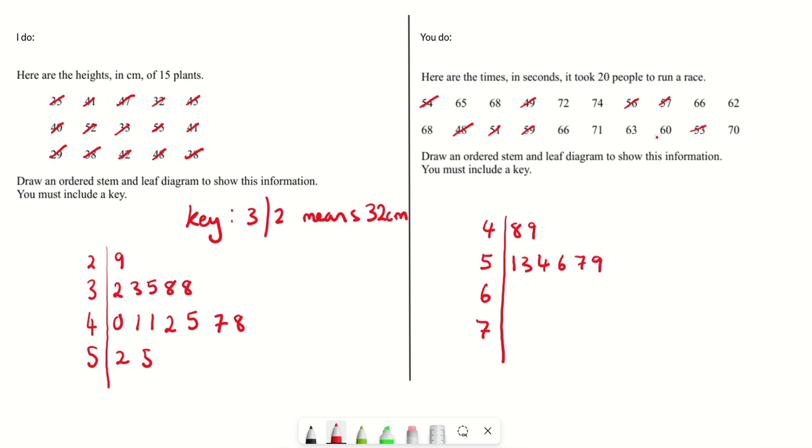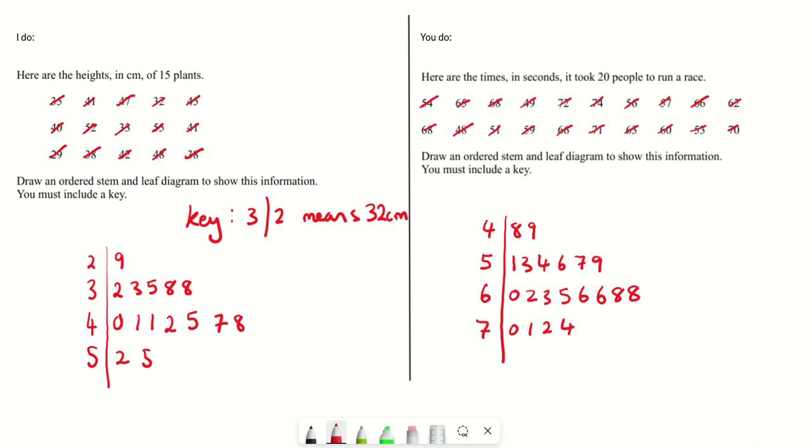On to the 60s, I have 60, I have 62, 63, 65, 66, 66 again, 68, and 68. And on to the 70s, I have 70, 71, 72, and 74.